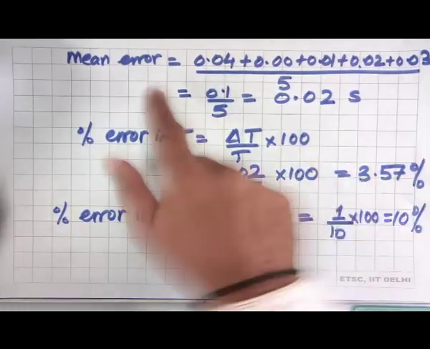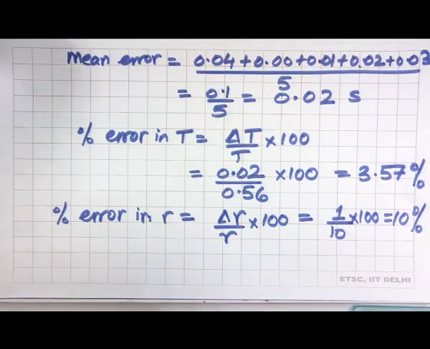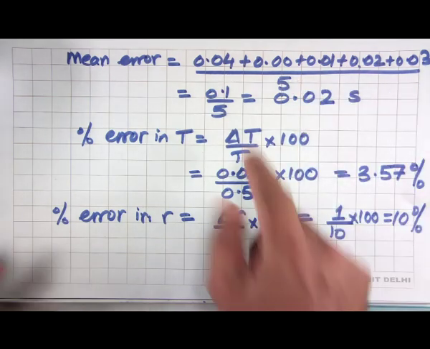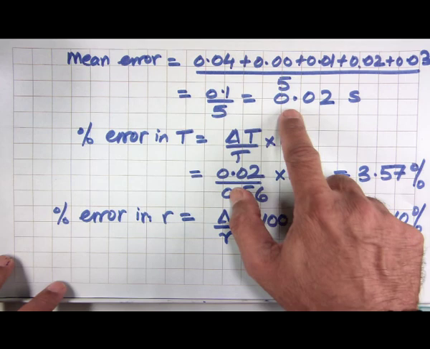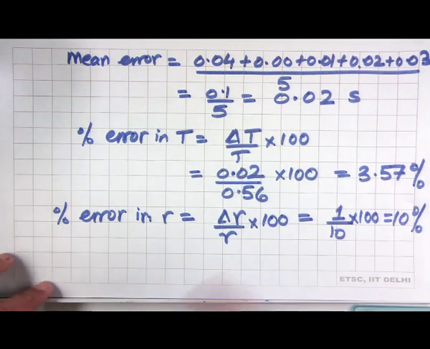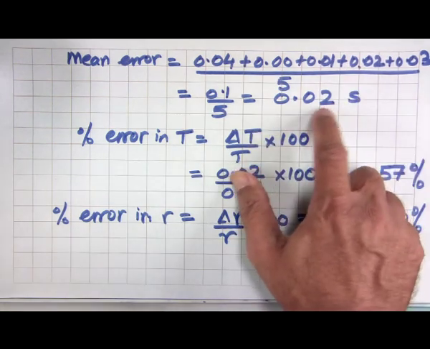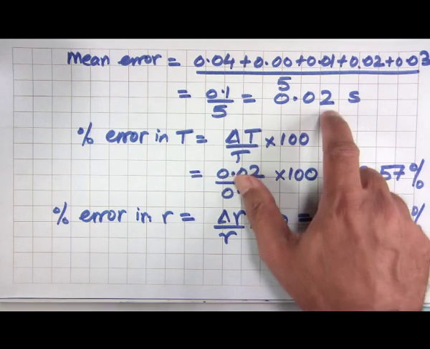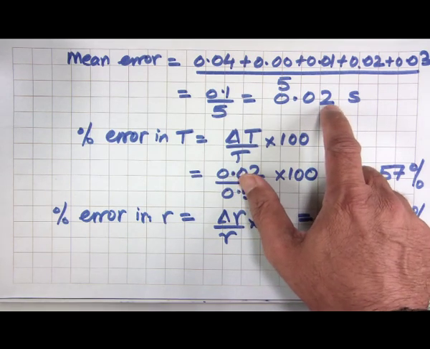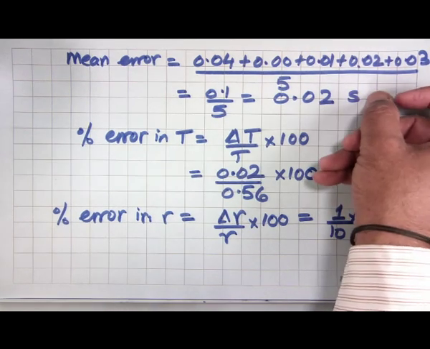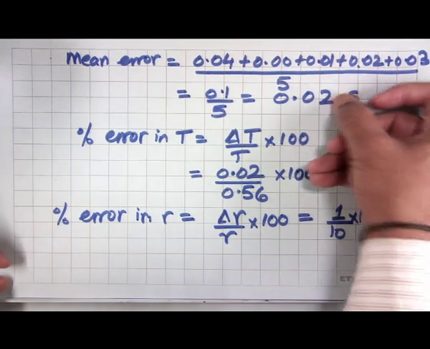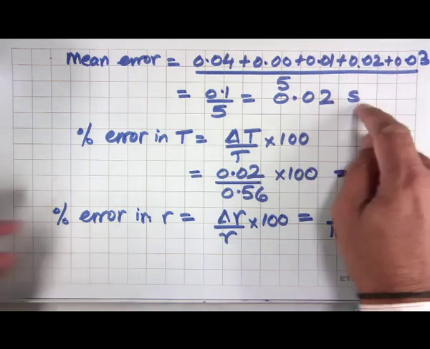So, we calculate the mean error. The mean error is the sum of all these divided by 5. So, we get 0.1 divided by 5, which is equal to 0.02. Now, here the answer which we have calculated comes up only till the second decimal place. Suppose the answer we got was up to the third or fourth decimal place, then we should have rounded it up to the second decimal place. We do not need to do this here.